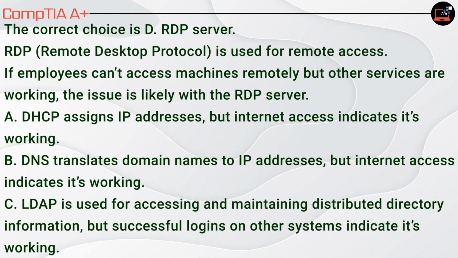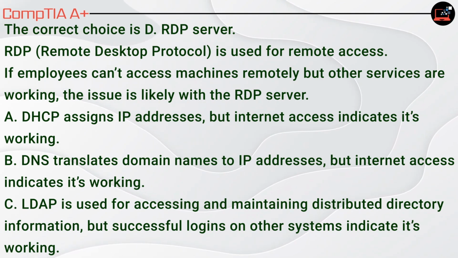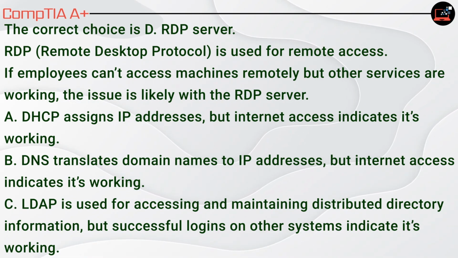The correct choice is D. RDP server. RDP, Remote Desktop Protocol, is used for remote access. If employees can't access machines remotely but other services are working, the issue is likely with the RDP server.